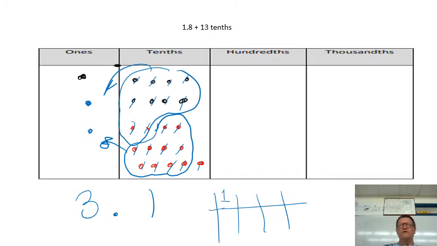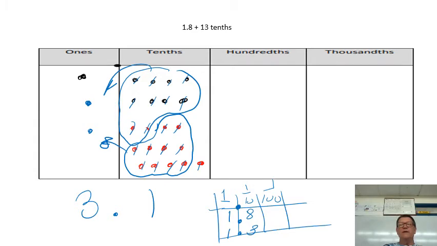And here's my ones place, my tenths place, my hundredths place. And I don't need to go any further because that's where we're at. And I know my decimal's right here. So I'm going to write this in as 1 and 8 tenths. The other one's 13 tenths, but I know that'd be 1 and 3 tenths because I'm reading it as 13 tenths.